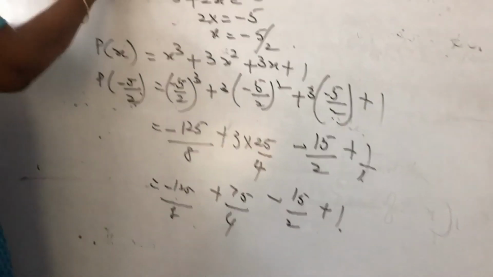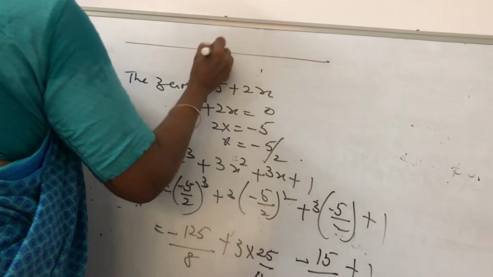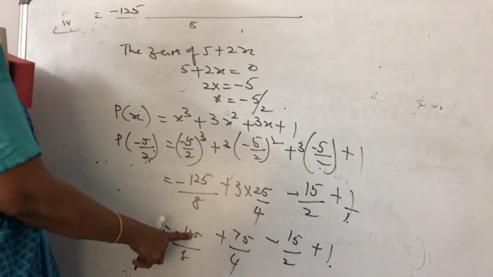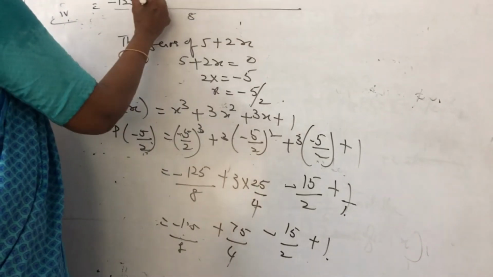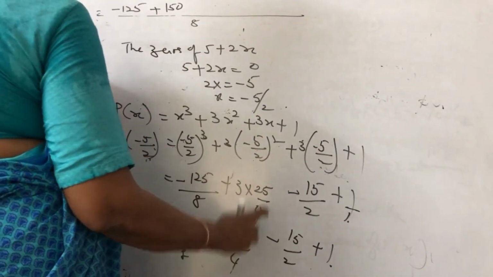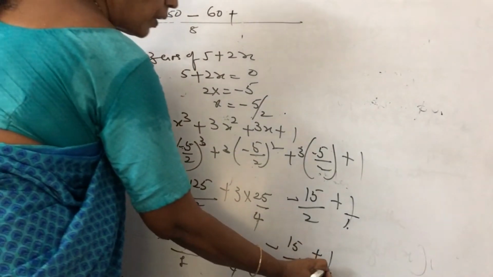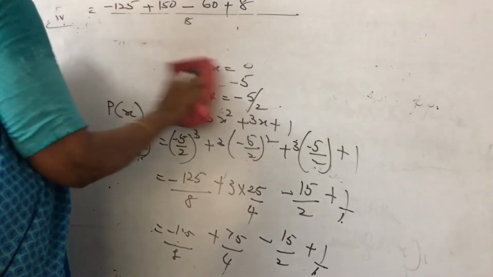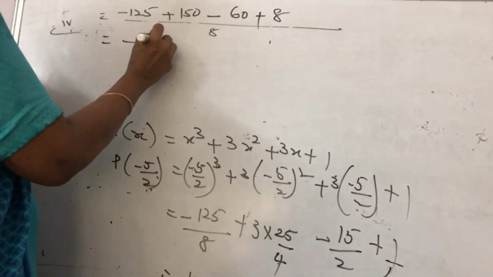Your LCM is what, children? The LCM is 8. 8 divides 8 1 time. 125 into 1 is 125. 4 divides 8 how many times? 2 times. 75 2s are 150. 2 divides 8 how many times? 4 times. 15 4s are 60. And when there is no denominator, what is the denominator? 1. 1 divides 8 how many times? 8 times.